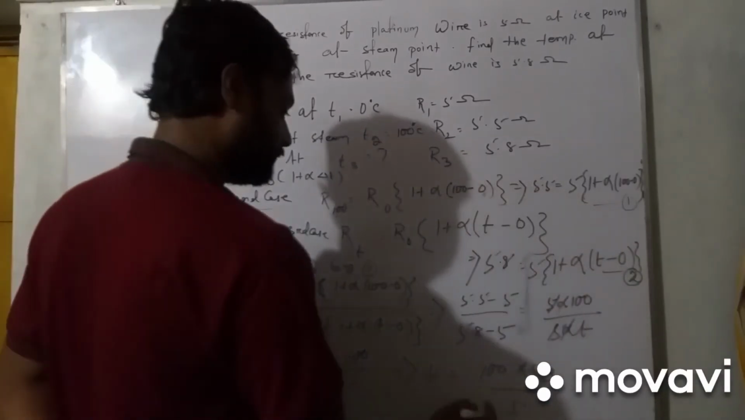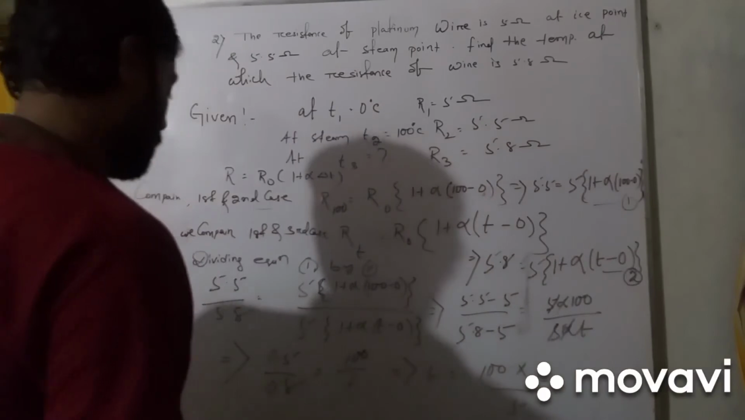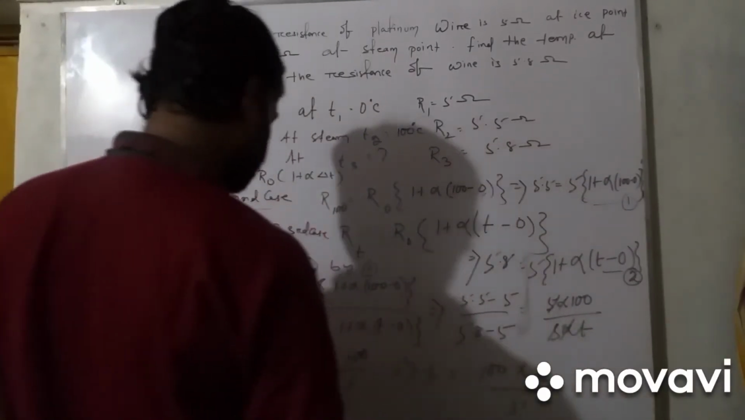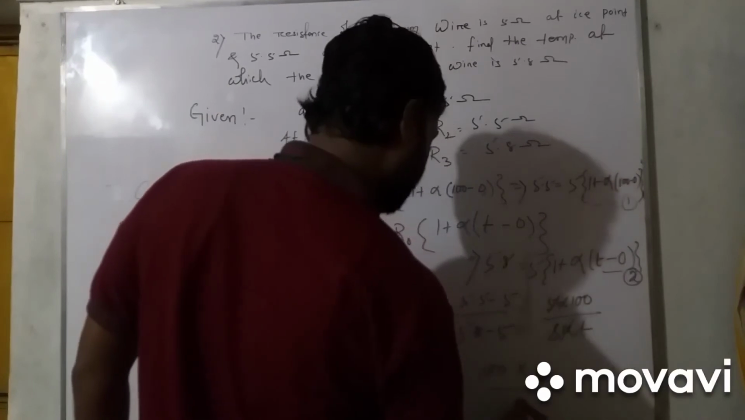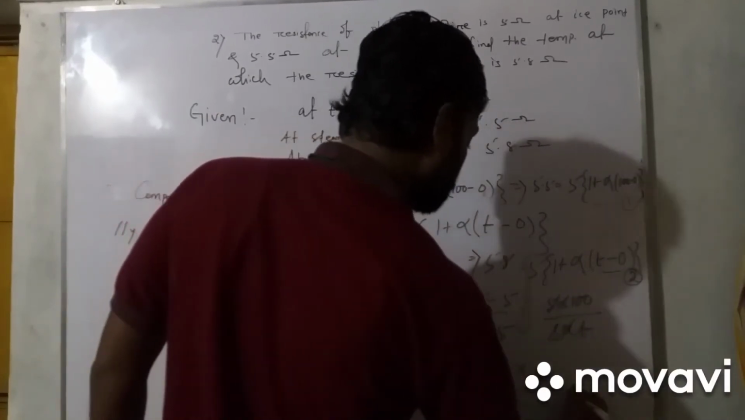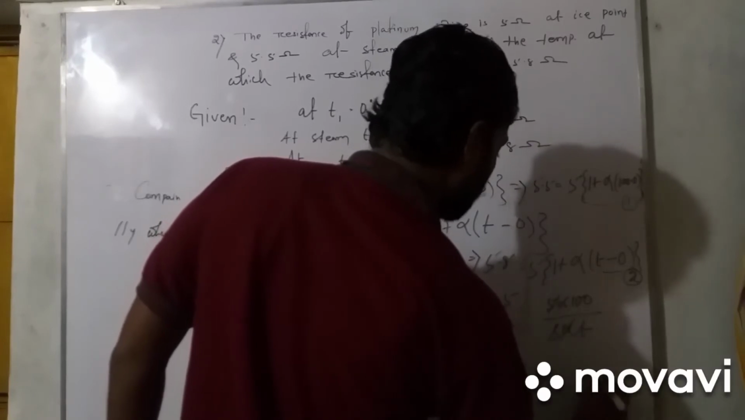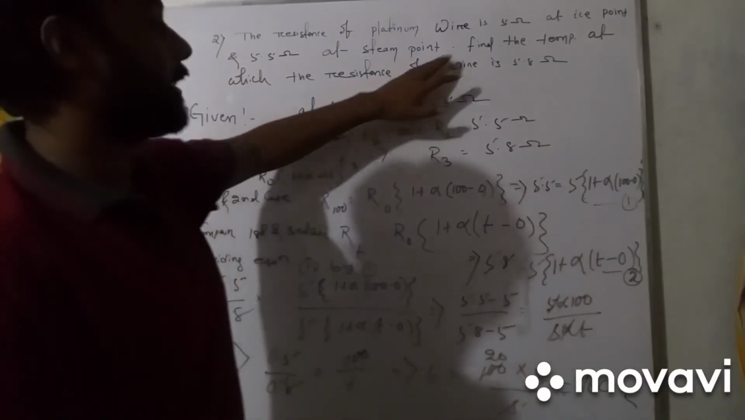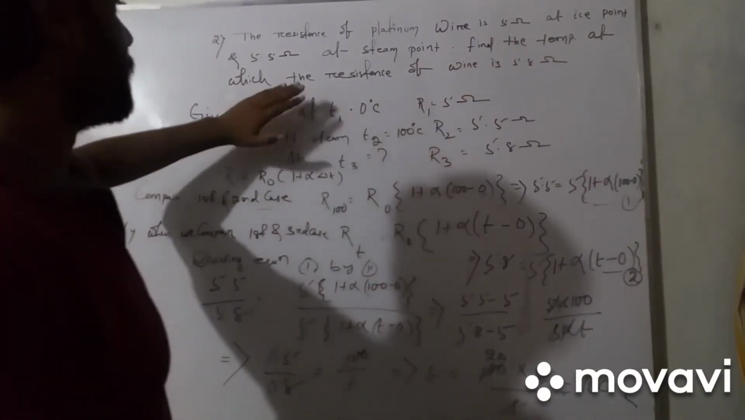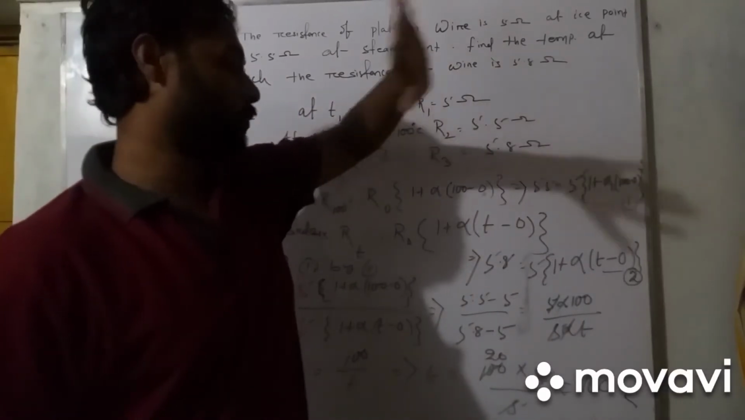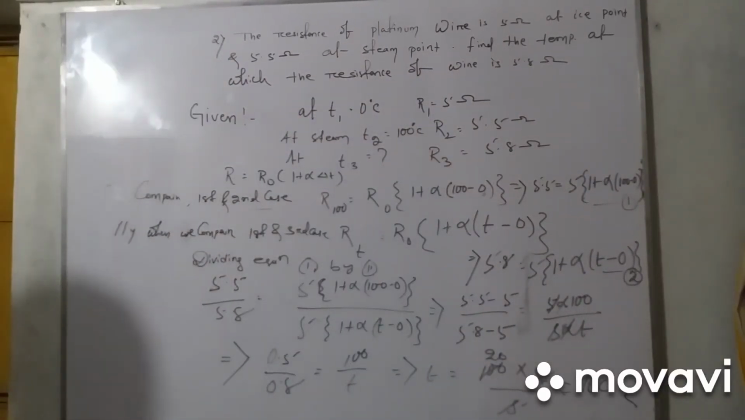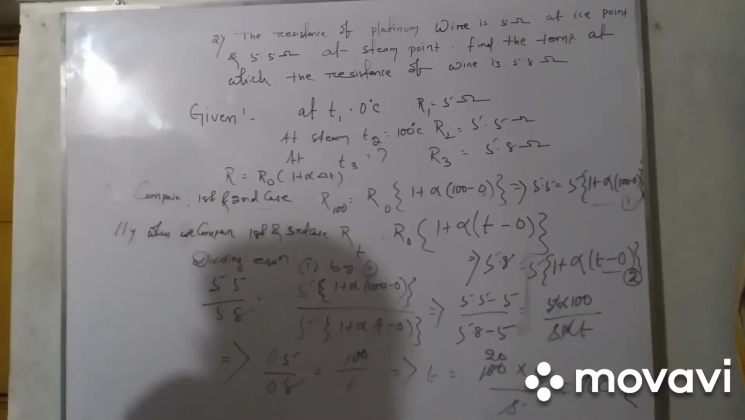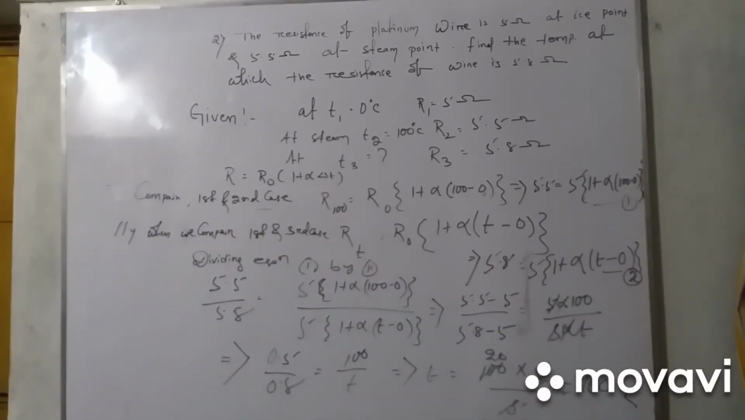Okay, so in that case, 5 by 8 is here. So 100 into 8 divided by 5. So 20 into 8 is 160 degrees Celsius. For the temperature 160 degrees Celsius, the resistance of the wire is 5.8 ohm. Please note it. So this is the second question.